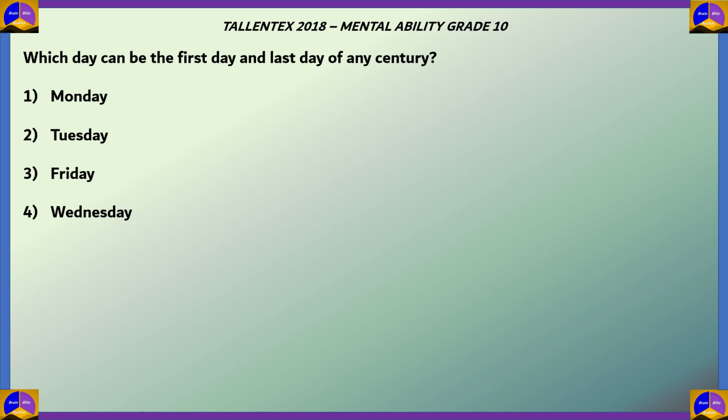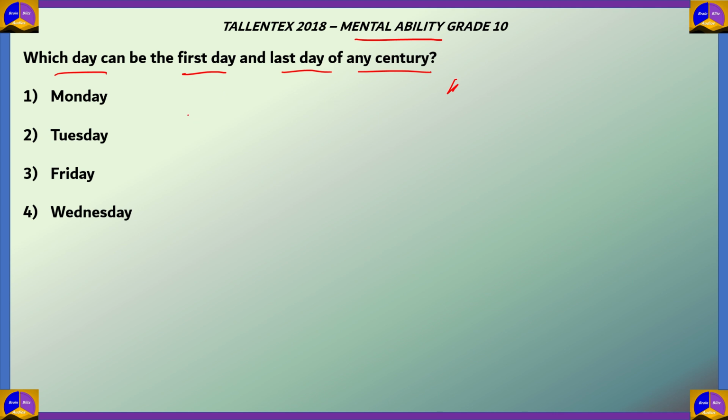Now let's look at a question of mental ability to finish this off. So we need to find out which day can be the first day and last day of any century. Is it Monday, Tuesday, Friday, Wednesday? Well, at first glance, this looks complicated. How on earth are you going to count every day of a century to find out which day can be the first day and the last day? Well, there's a simpler method to do it, but it does require some paperwork.